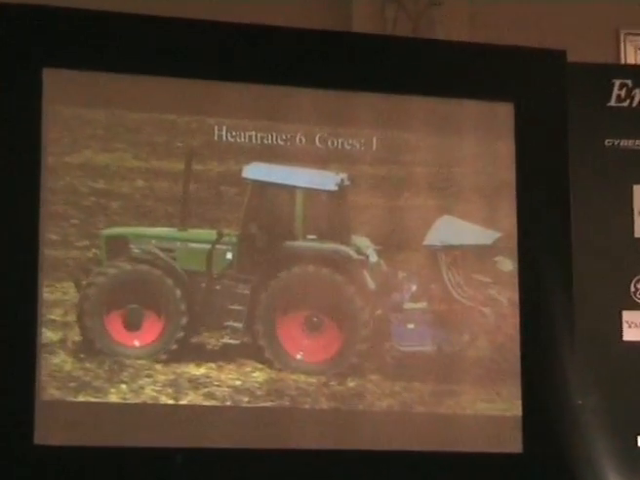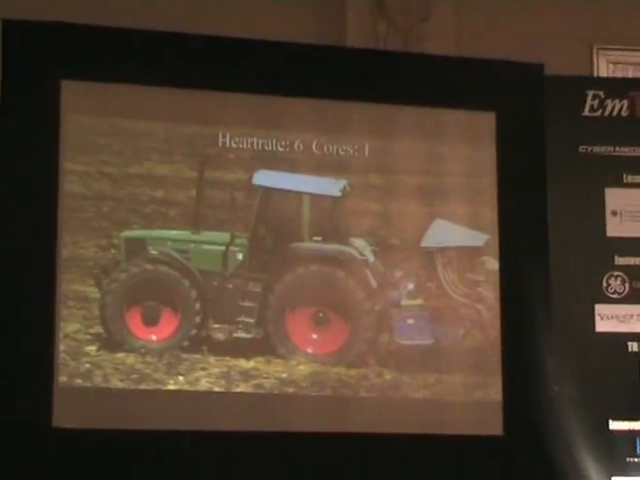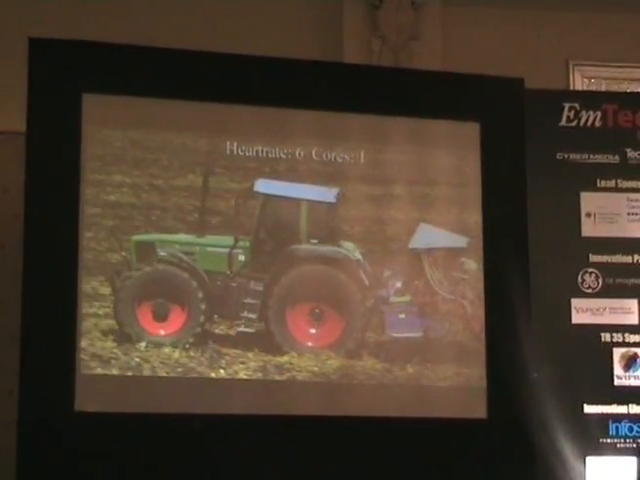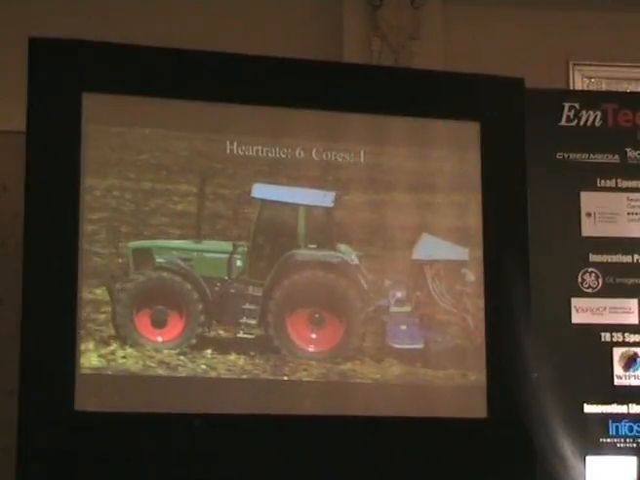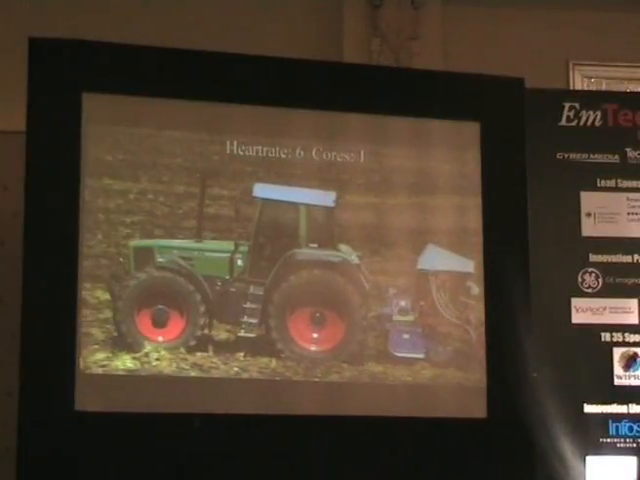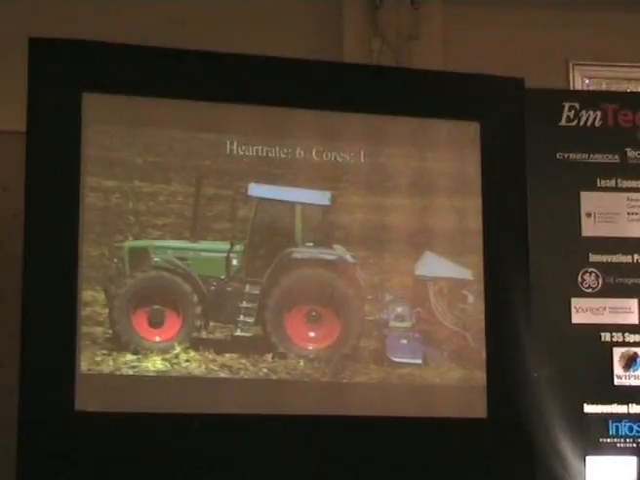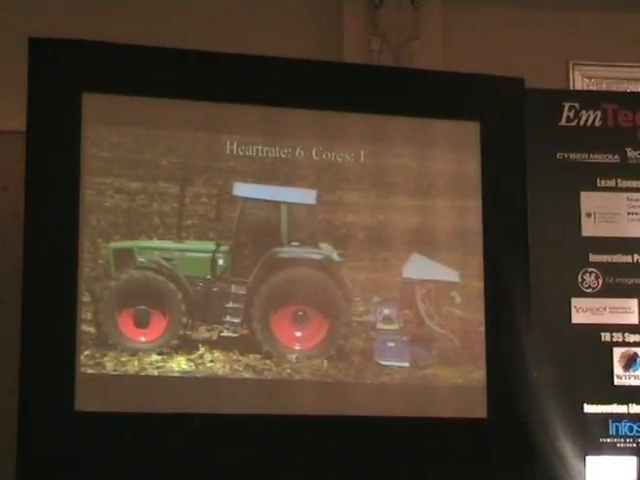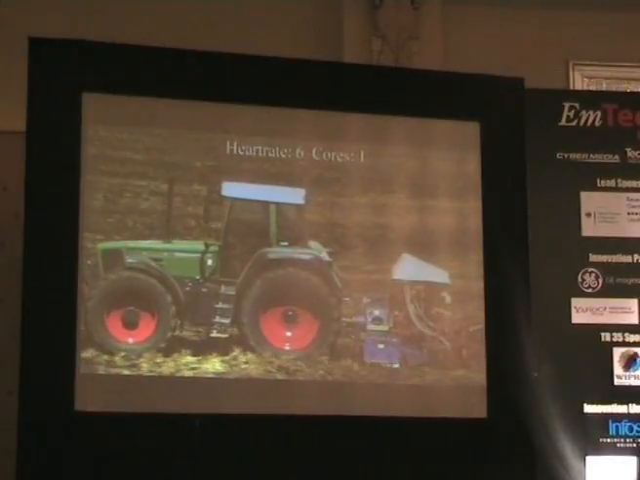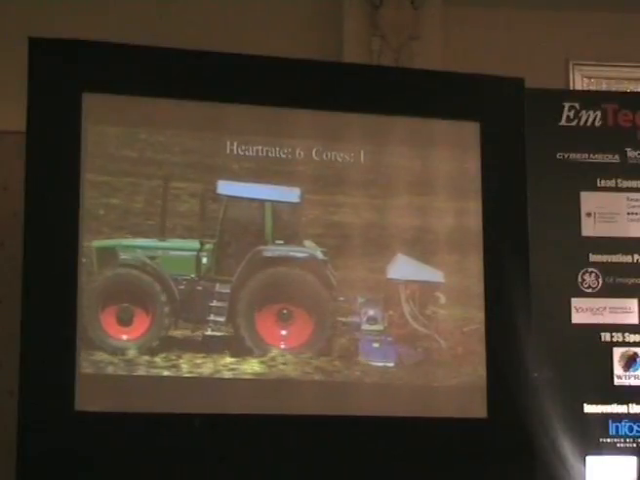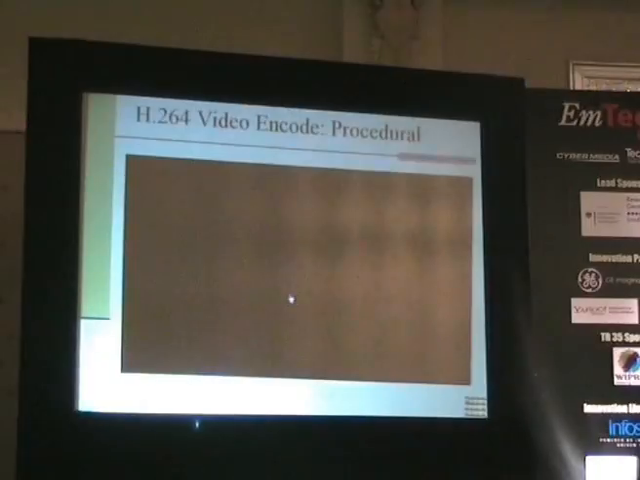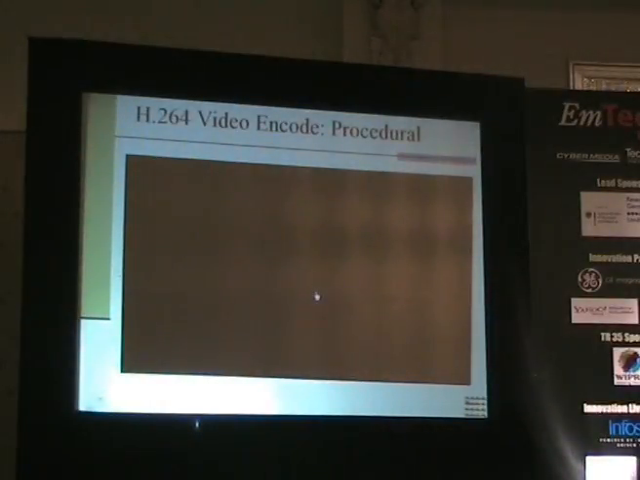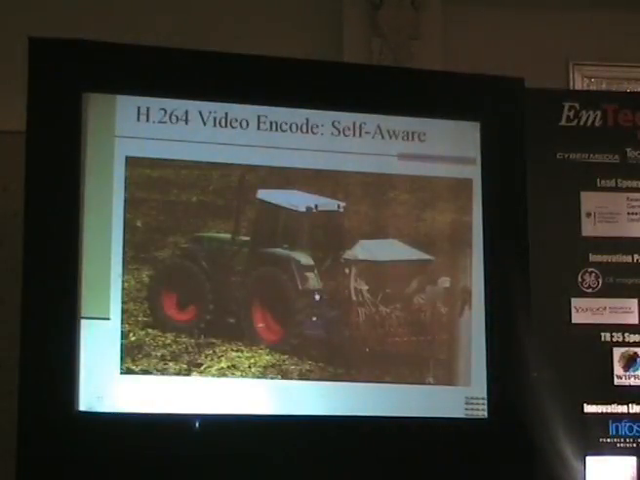It's very jerky. The heart rate is only 6. Remember, to get good quality video, I need 30 frames per second. And the user knows this. But the user has no control over this beast, the computer. And the computer says, okay, I give you 6. Take it or leave it. That's today's approach. So there's an alternative to this, and that's a self-aware system.